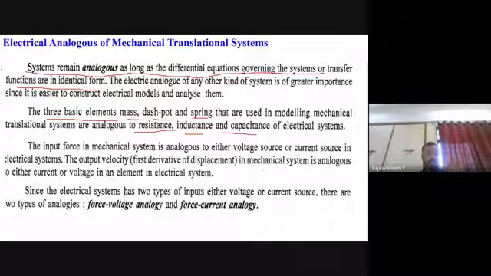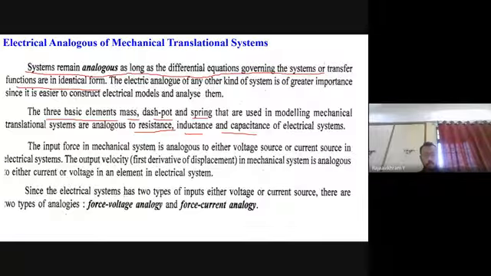So three elements in mechanical system: mass, dashpot, and spring. Equivalent elements in the electrical system is mass is converted into resistance, dashpot is converted into inductance, spring is converted into capacitance. Here the input is force in mechanical system, but in electrical system you can use voltage or you can use current also. Both are equal to the force.